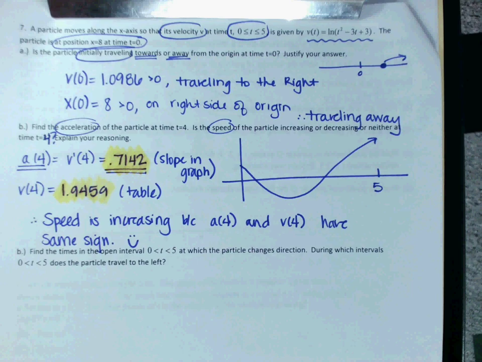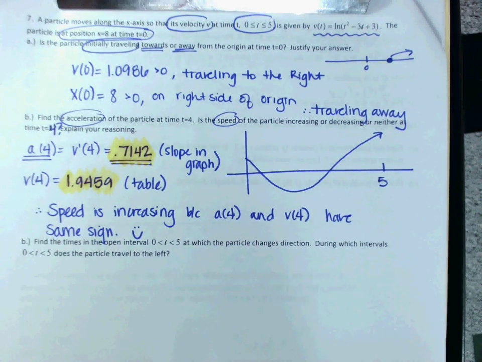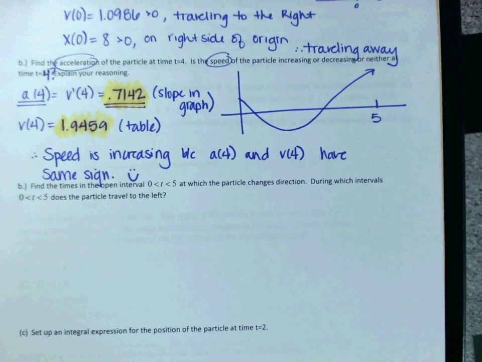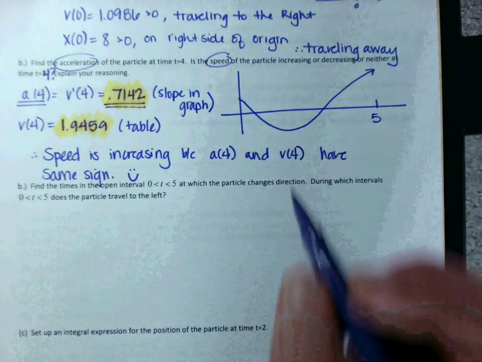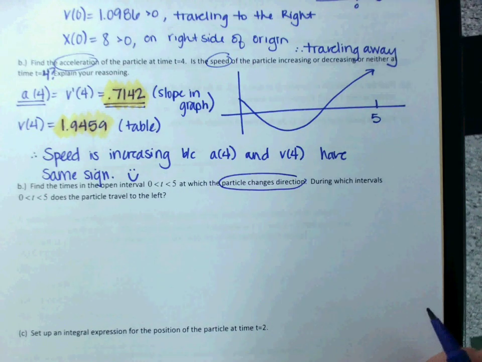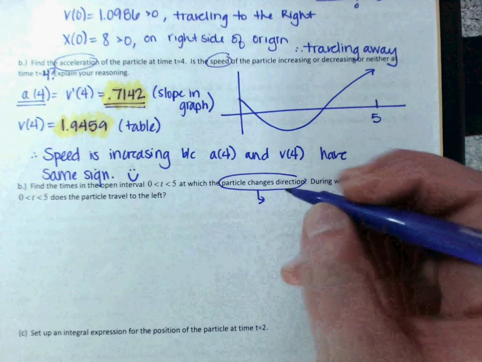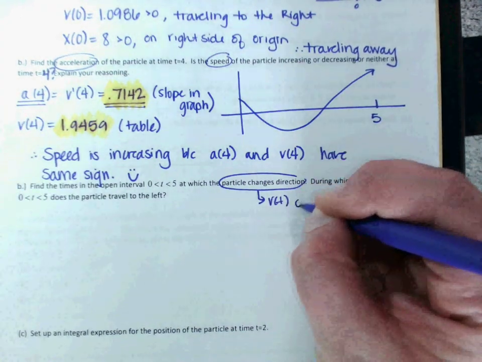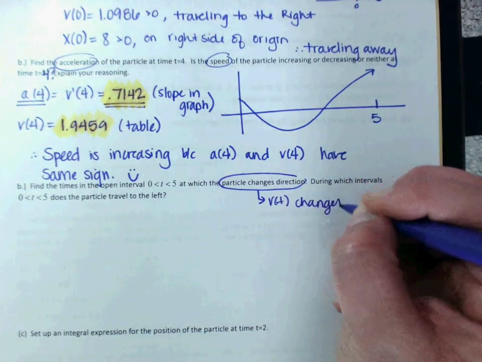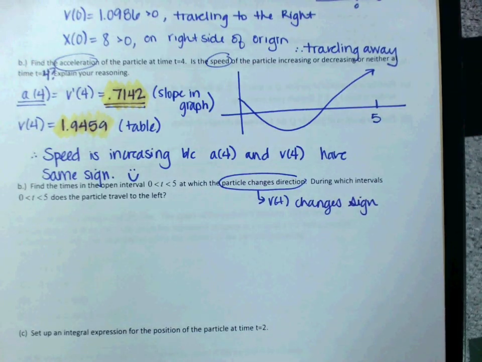Alright, part B. Oh wow, two part B's. Bonus. It says, find the times on the interval from 0 to 5 where the particle changes direction. During which times does the particle travel to the left? Remember, your particle is going to change direction when v of t changes sign, because it's velocity sign that tells you which way it's going.